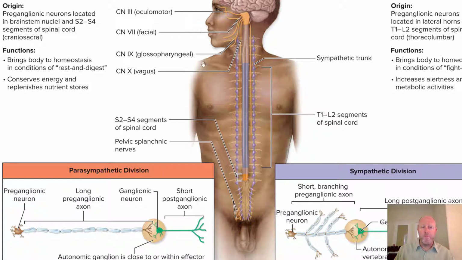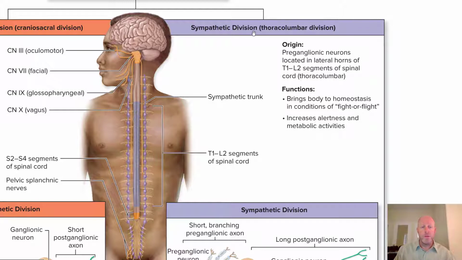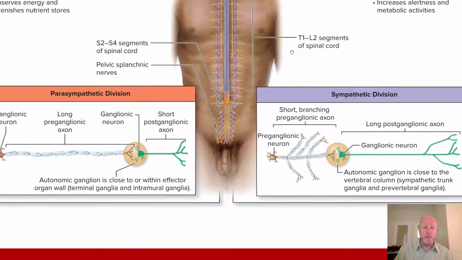This information you're seeing here, the visual component up here, you will not need to know for your exam. I want to always tell you that, so we'll tell you what's on it. The sympathetic division, the thoracolumbar division: the preganglionic neurons are located in the lateral horns of T1 all the way down to L2. Remember, they can be either anterior or lateral to the vertebrae or to the spinal cord. That said, they're in the thoracolumbar area. Their functions are to bring the body to homeostasis in conditions of fight or flight during times of stress, with increased alertness and an increase in metabolic activities, at least to some extent.